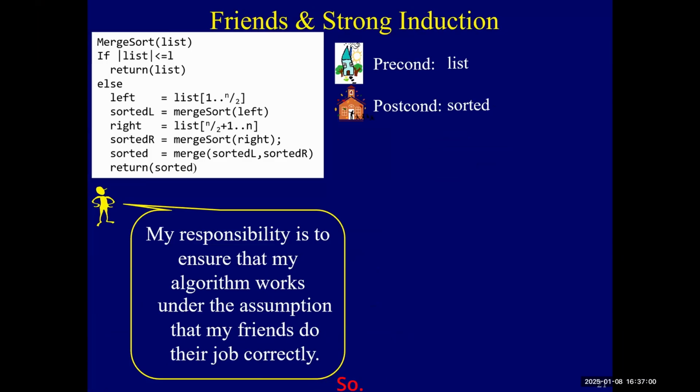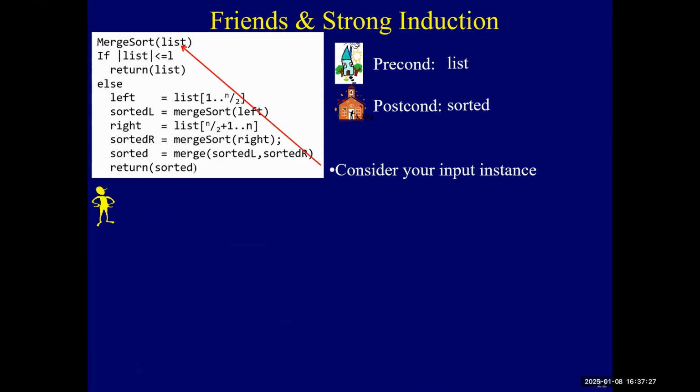All right. So we're under the assumption that my friends are going to do what they're supposed to do, right? And now our job is to make sure that our routine works. They work for any input that's smaller than n, and I have to make mine work for inputs of size n.